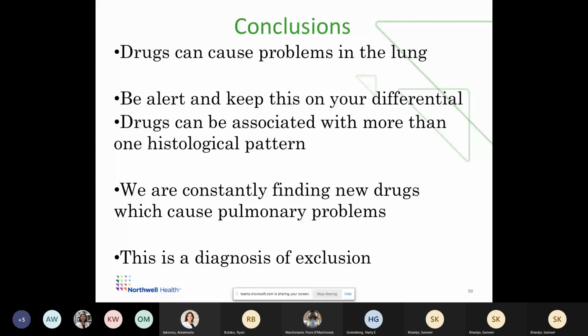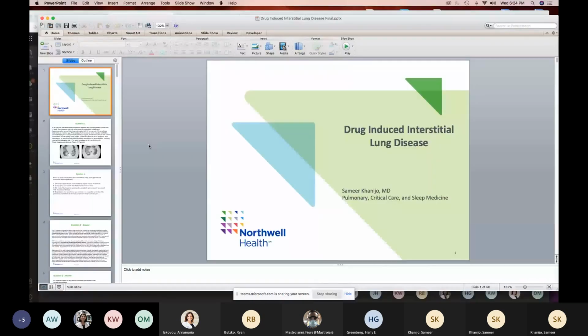So really the conclusion for this talk, and I apologize that it's been a little bit long and laborious, is that drugs can cause problems in the lungs. You have to be alert and keep this on your differential. Drugs can be associated with more than one histological pattern, so each drug may have multiple different manifestations. And we are constantly finding new drugs which cause new pulmonary problems. And this is a diagnosis of exclusion, so you have to think about it. And that's all I got. Any questions?